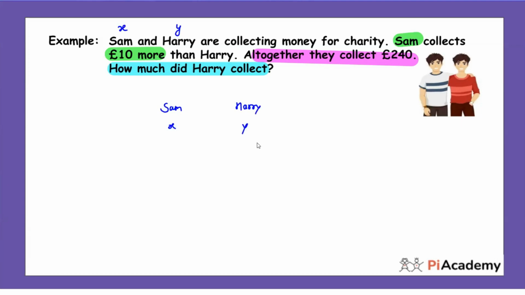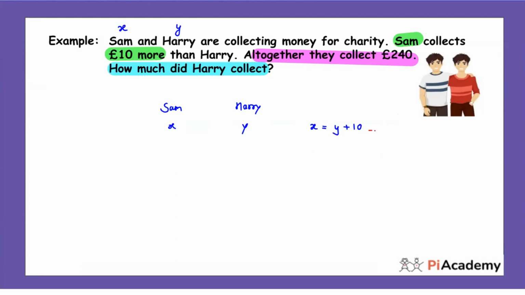Now in the next line, Sam collects 10 more than Harry. It means Sam is collecting more, right? So if I want to make an equation, you know that X is greater than Y. So X equals what? Y plus 10. Do you agree with this? Why? Because they told you Sam collects 10 more than Harry. It means if you want to balance them, then X must equal Y plus 10. This is your first equation from this line.